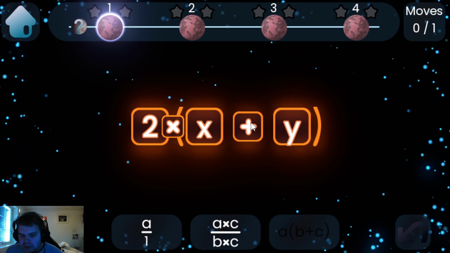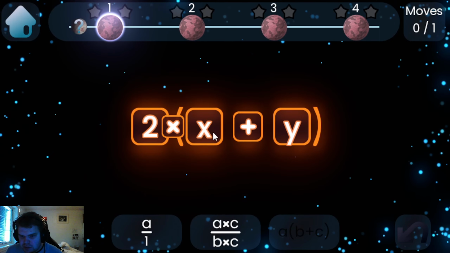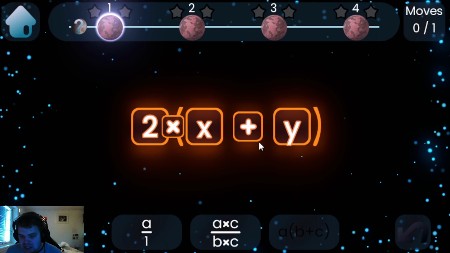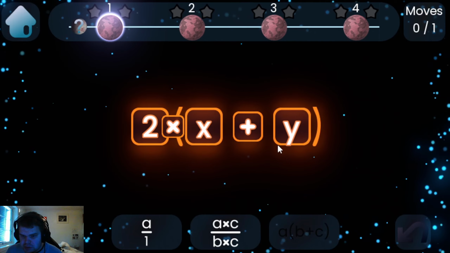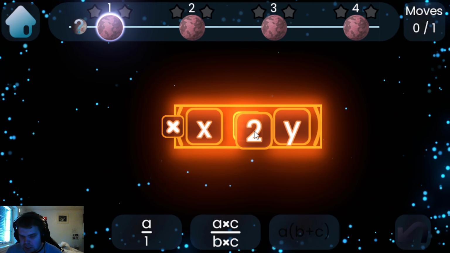So yeah, and again, this is now very important. You multiply 2 by the whole sum. So you can't drag it on the x or on the y because those are terms inside the sum. This is the sum, and the sum is represented by the plus sign. So you've got to drag it on the plus sign.